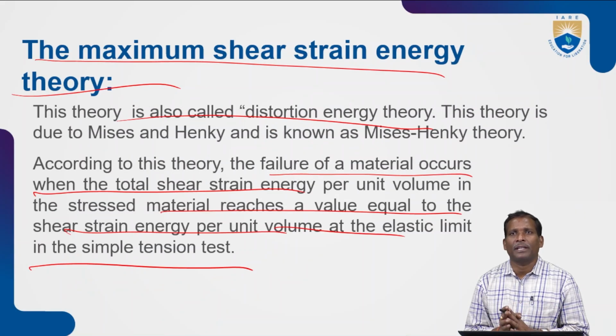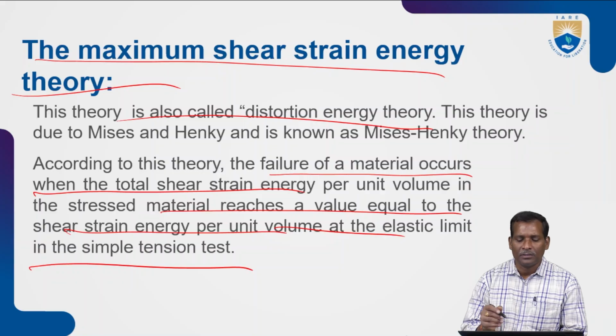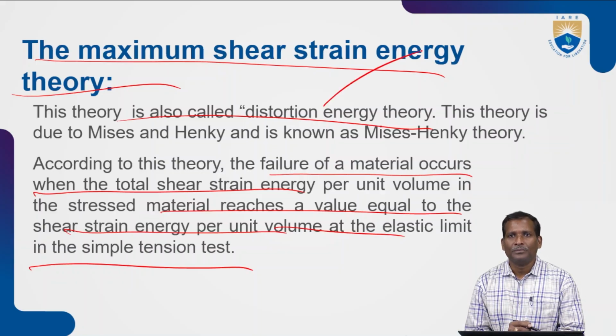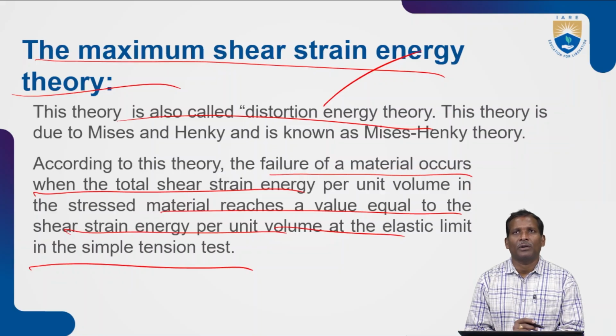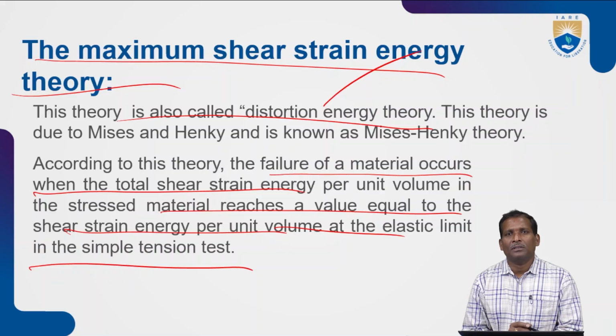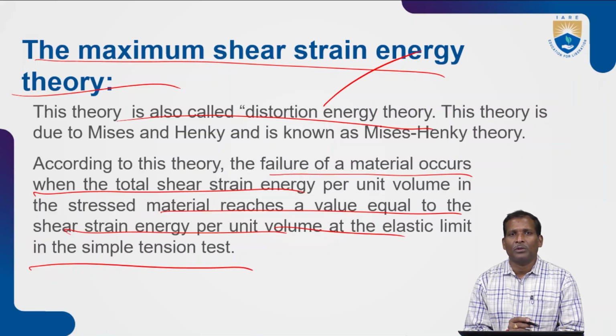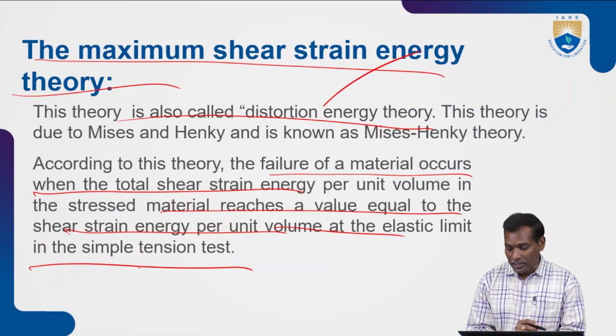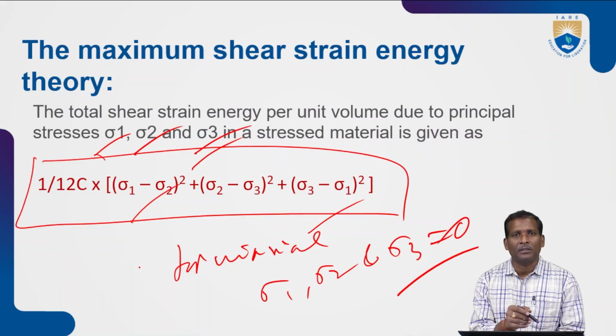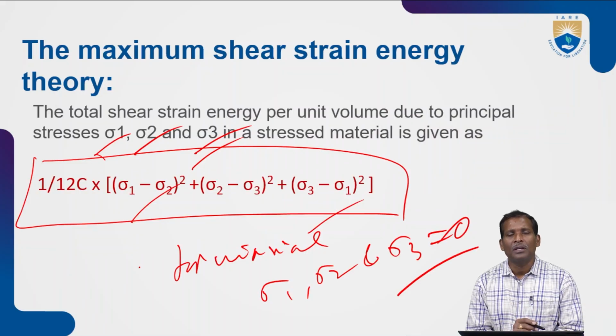And then the maximum shear strain energy theory. That is called the distortion energy theory. The theory is due to von Mises-Hencky, the scientists who derived this theory. That's why this theory is called the distortion energy theory or von Mises-Hencky theory. According to this theory, the failure occurs when the total shear strain energy per unit volume in the stressed material reaches a value equal to the shear strain energy per unit volume at the elastic limit in the simple tension test. Already we have discussed, and we have seen the equation also.